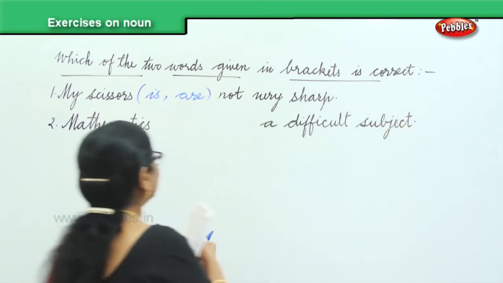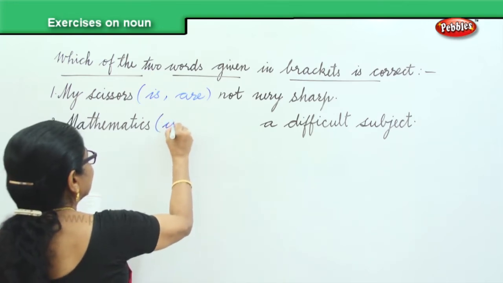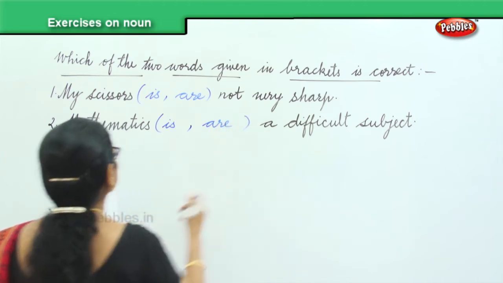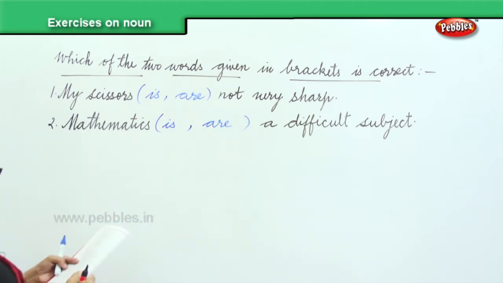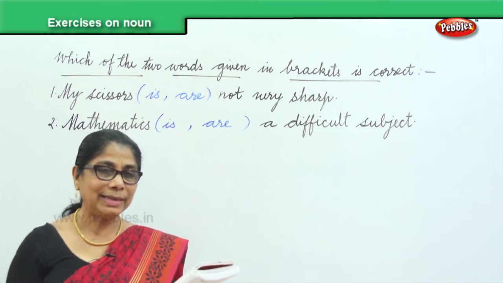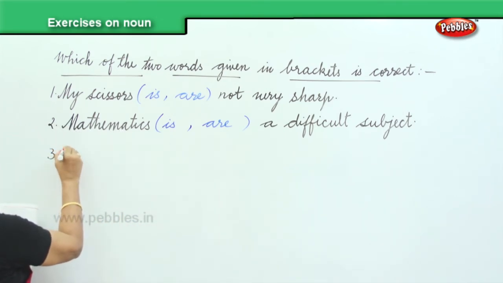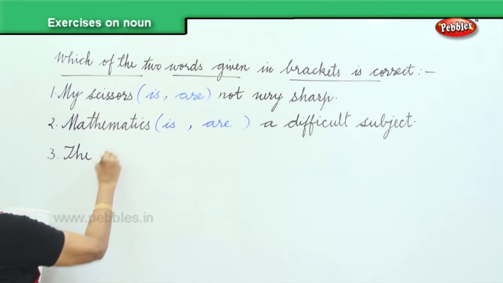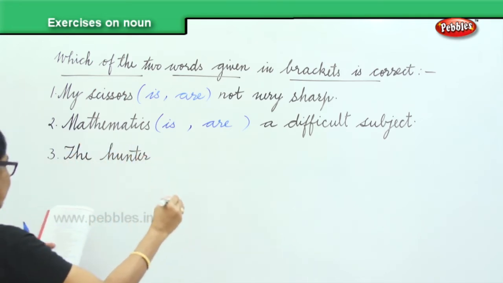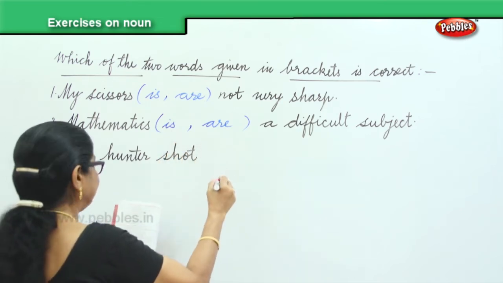And in brackets we have is and you have are. Next we have, the hunter shot 3.